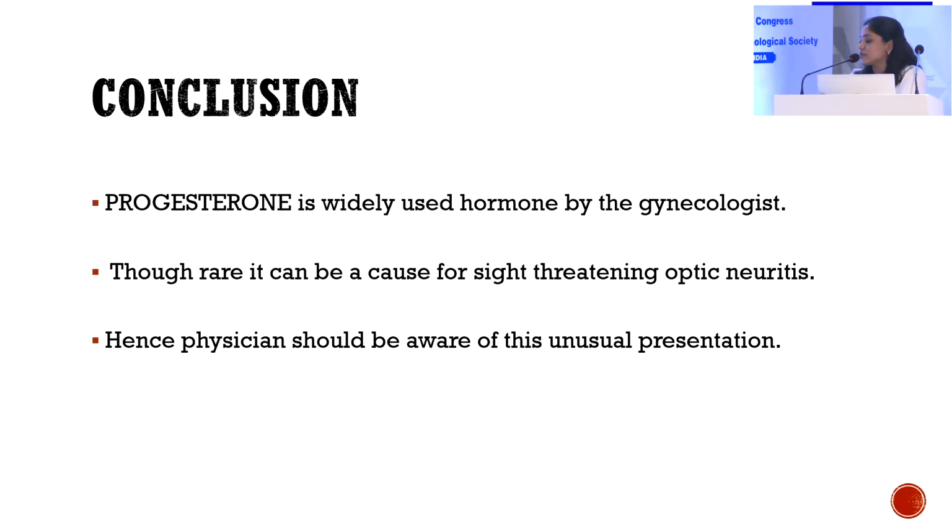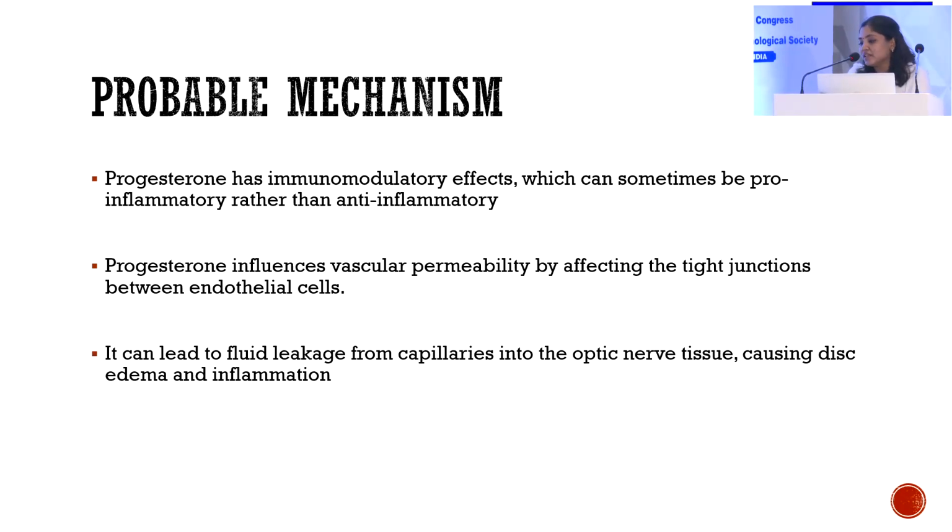So my conclusion is that progesterone is a widely used hormone by gynecologists. Though it is rare, it can be a cause of optic neuritis. Hence, physicians should be aware of this unusual presentation. I think the probable mechanism is that progesterone has an immunomodulatory effect, which can sometimes be pro-inflammatory rather than anti-inflammatory. Progesterone also has an effect on the endothelial cells of the vessels. It increases the permeability, affecting the tight junctions of the endothelial cells. Apart from that, it can also lead to fluid leakage from the capillaries. It would have caused the disc edema and inflammation. Thank you.